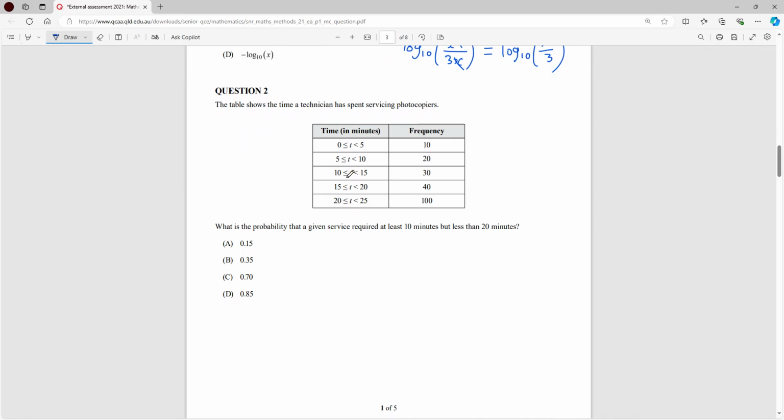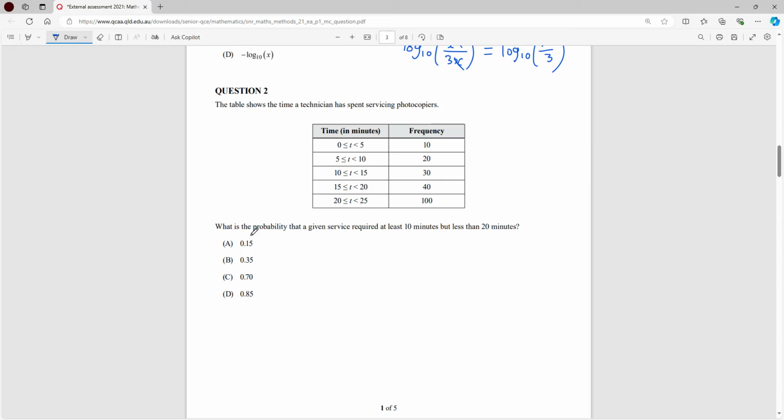Okay, so the table shows the time a technician has spent servicing photocopiers. Now notice here we've been given frequency and we've been given a time interval. This symbol here means it is between 0 and 5 minutes, but it's not including 5 minutes, so it's like 4.99 minutes. So it's not including 5, but it is including 0 because of that symbol there.